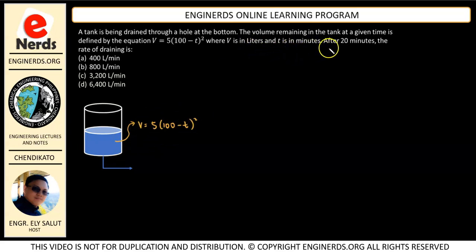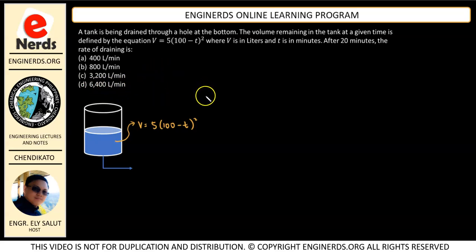So the question is, after 20 minutes, the rate of draining is A, 400 liters per minute, B, 800 liters per minute, C, 3,200 liters per minute, or D, 6,400 liters per minute.